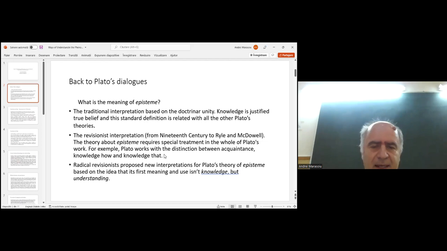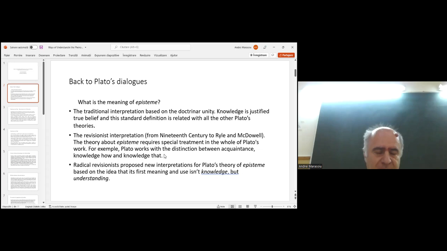And this definition of knowledge is related also with other Platonic theories, for example, the theory of recollection from the Meno, or the theory of two worlds, the intelligible world and the sensible world, which was exposed in the Republic together with the distinction between episteme and doxa.